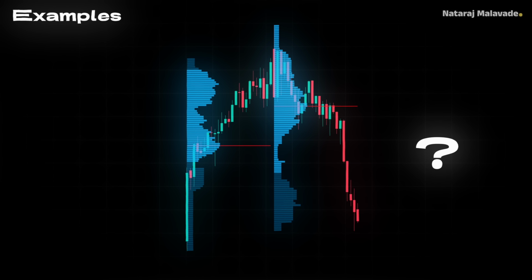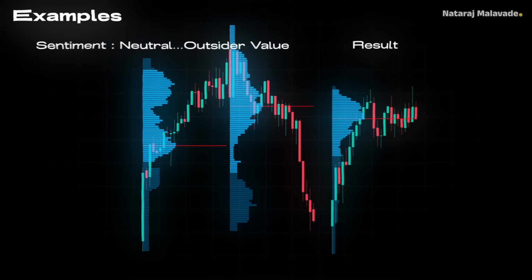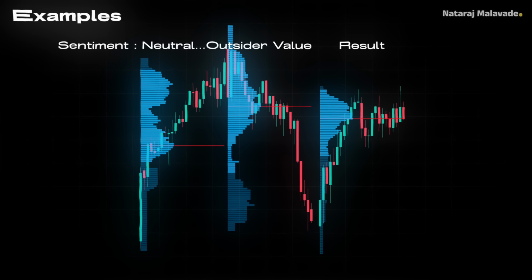Today's value area completely engulfed the previous day's one, which is nothing but the outside value, and it indicates a neutral sentiment, and this is the result of it. So this is how we define the sentiment for the next day using today's volume profile information. If this is clear to you, let's now move on to the most exciting part of this tutorial, which is how to trade using this information.